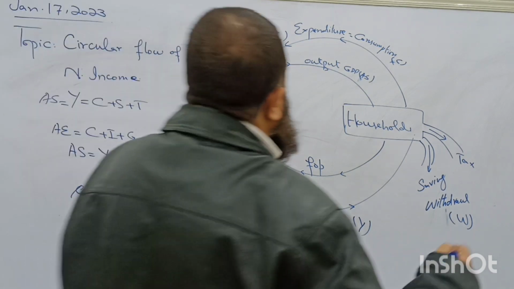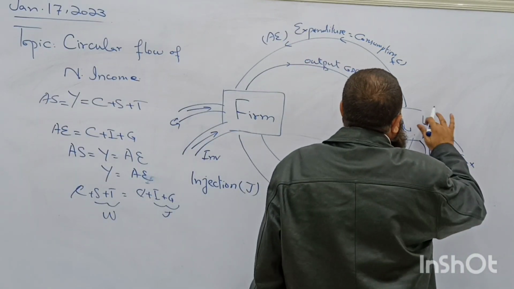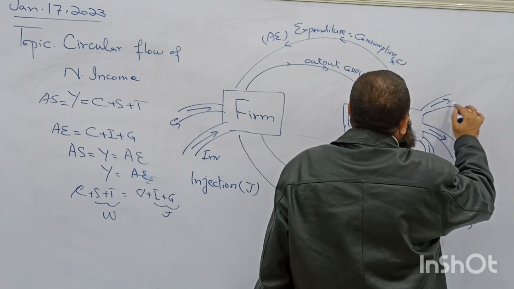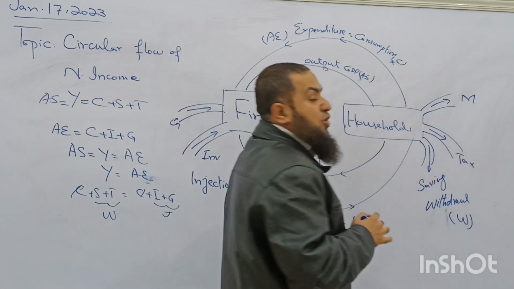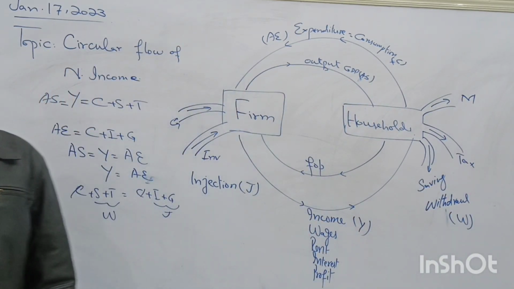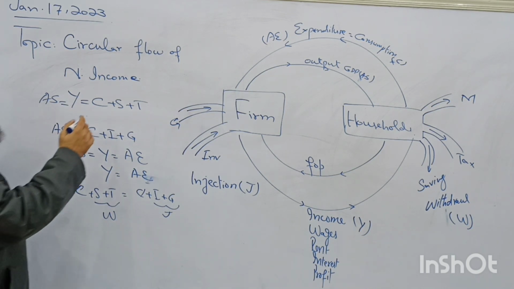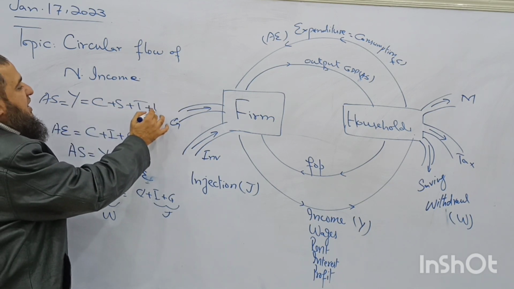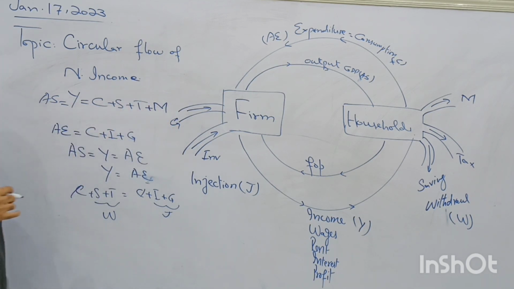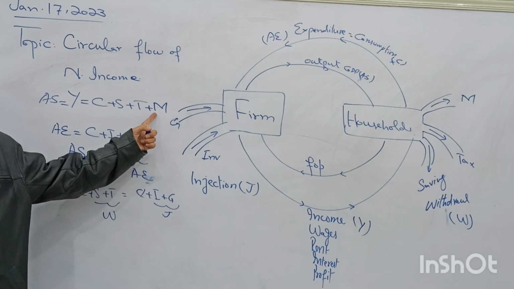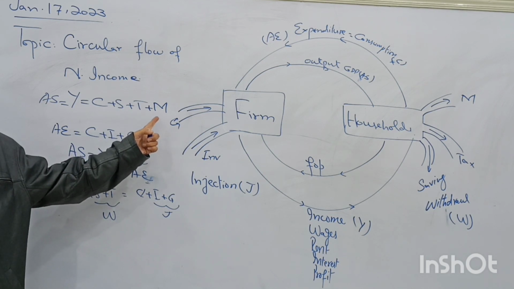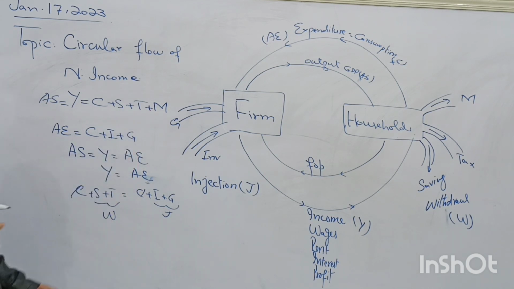Now, if households start importing goods, what is happening? They start imports. They are buying imported goods, so imports are also withdrawals. They are going out of our income. Now income is further divided into a fourth part. That is a leakage or withdrawal from our circular flow.